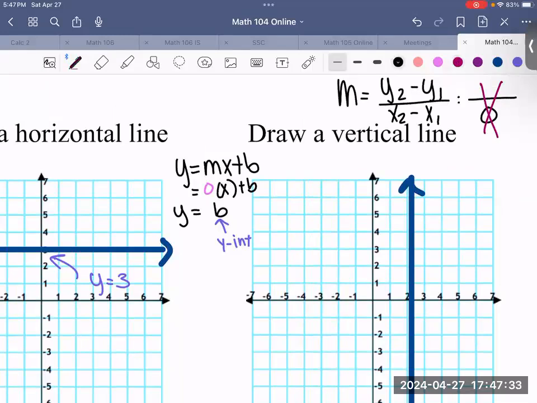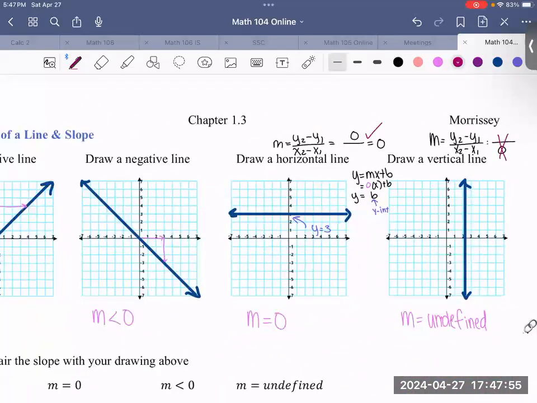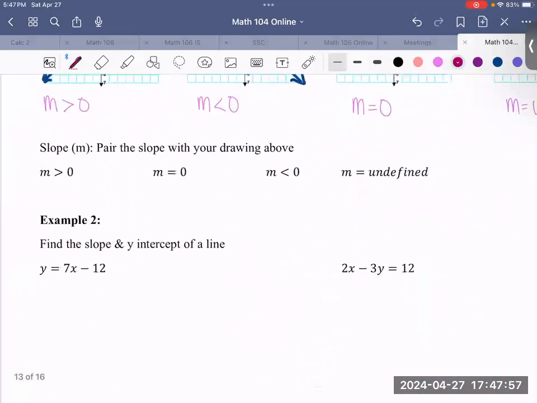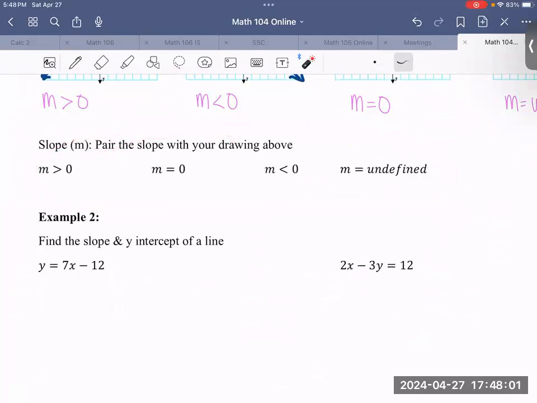We could have also done the same for the other side. m equals y2 minus y1 over x2 minus x1. We said no change in your y values, so your 0 is up here, which means your slope is 0. So that's okay if it's in your numerator, not okay if it's in your denominator. And we've done all of these. We've paired all of your drawings above with your following.